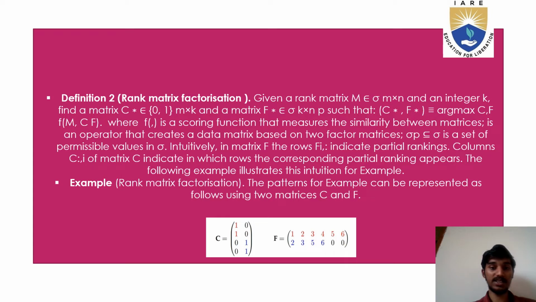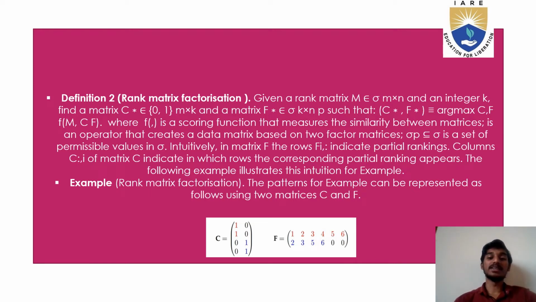Definition 2. Rank matrix factorization. Given a rank matrix M belonging to sigma of M by N and an integer k, find a matrix C belonging to {0, 1} of M by k and a matrix F belonging to sigma of k by N such that (C, F) equals argmax over C, F of f(M, C∘F), where f is a scoring function that measures the similarity between matrices, and ∘ is an operator that creates a data matrix based on the two factor matrices.